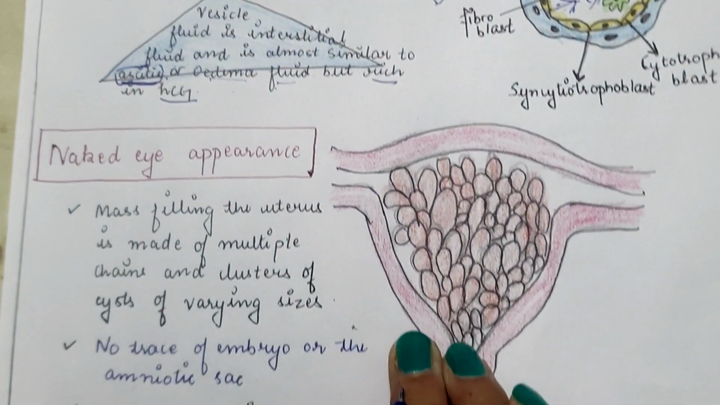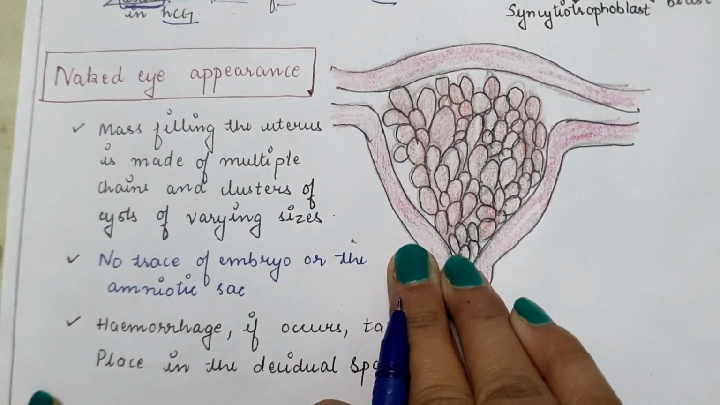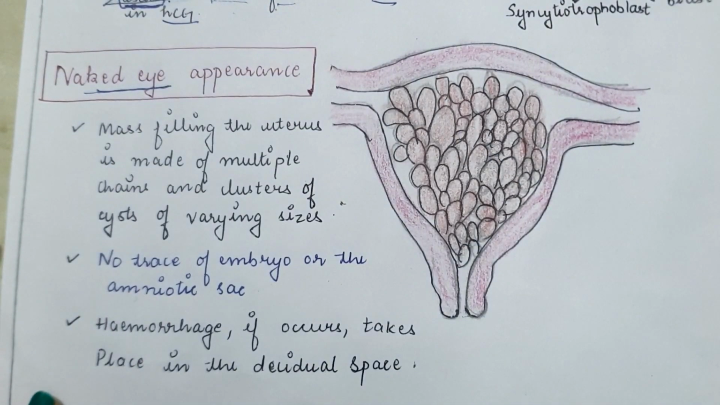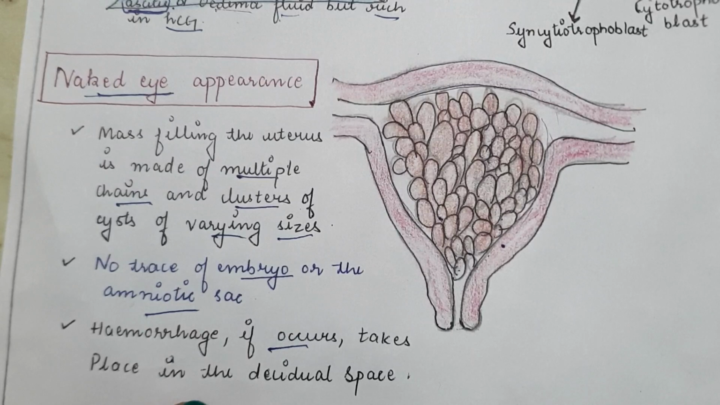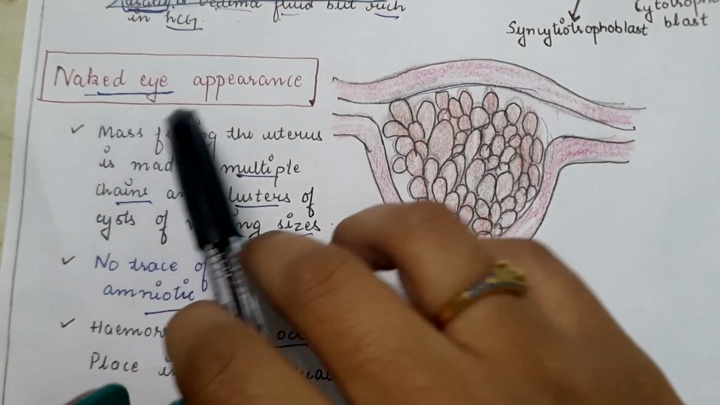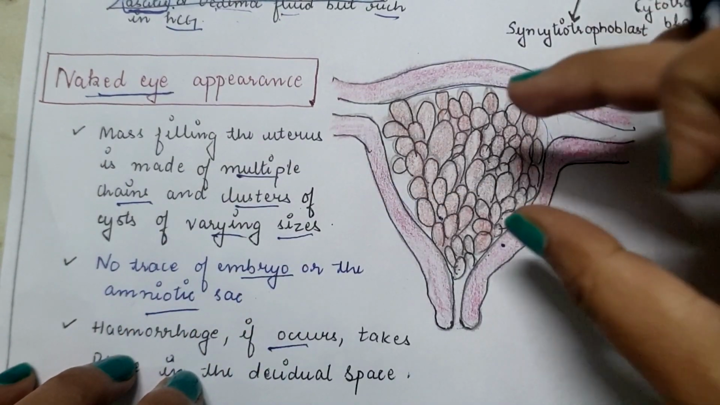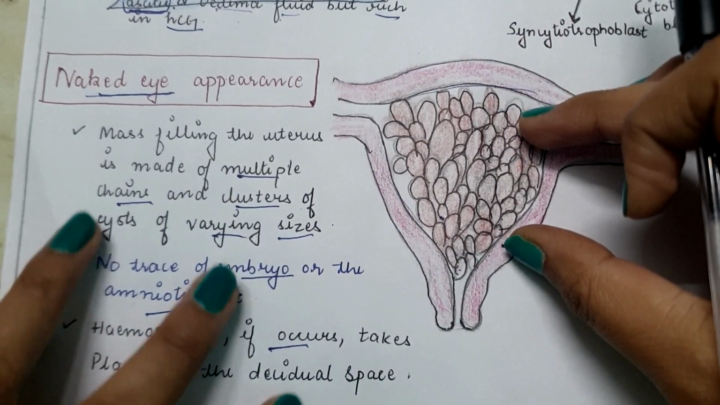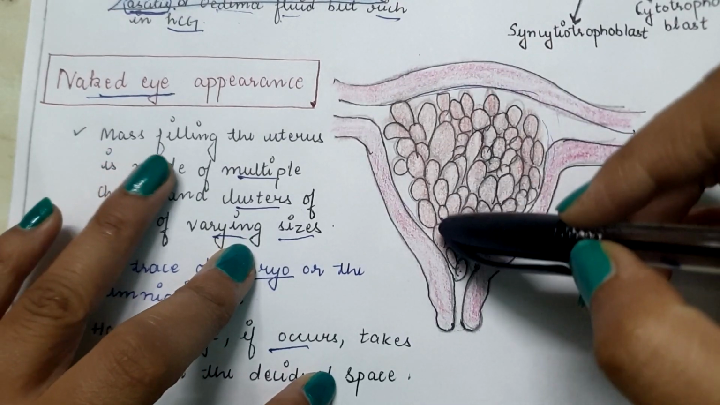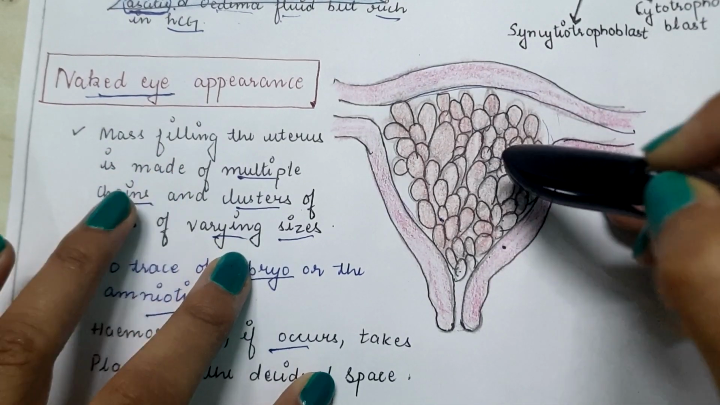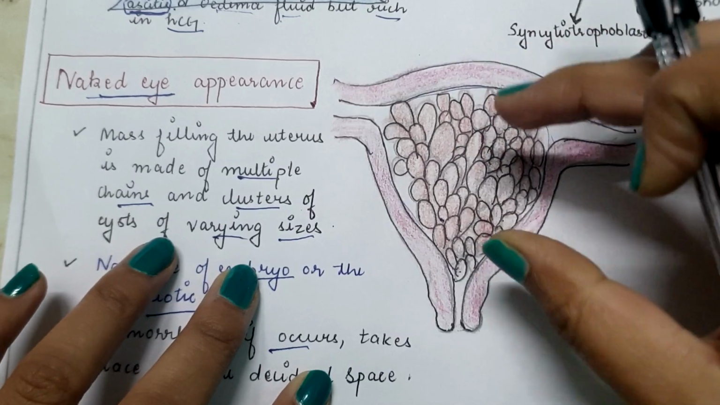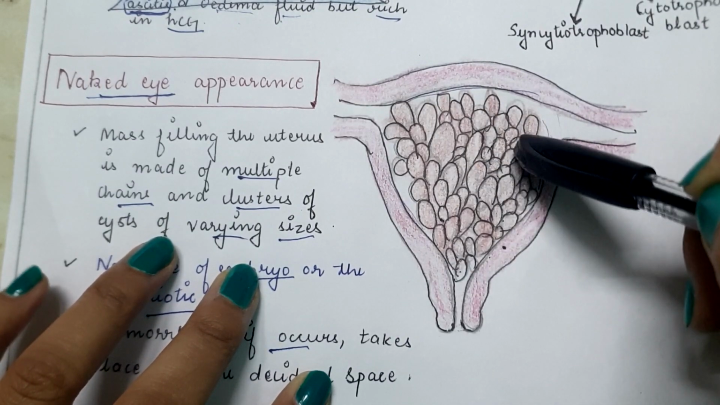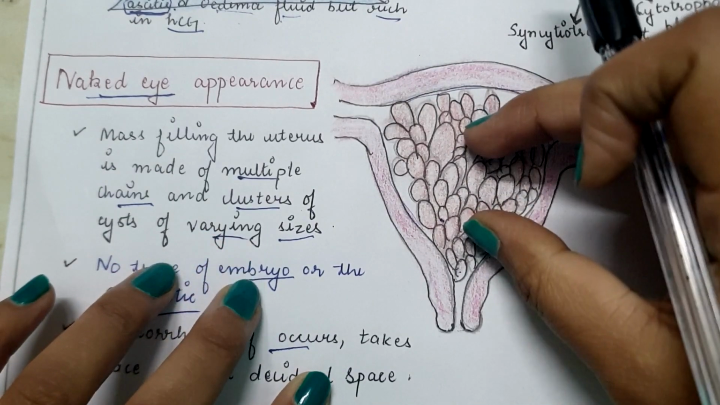Next is the naked eye appearance. What is naked eye appearance? Means unaided. So after the pathology of hydatidiform mole, next is the naked eye appearance. Normally, when we see without the help of any instrument, that is telescope or microscope, what we see is a mass filling the uterus, made up of multiple cysts which are present in multiple chains and groups and which are of different sizes.